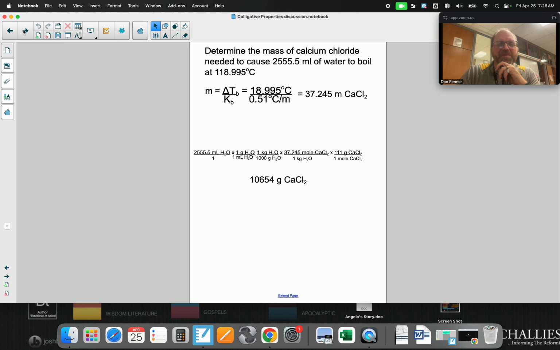Okay, hopefully this wasn't too bad. Here's what we got. We're going to find the molality first, and this one's even bigger. It's 37.45254 molal. Again, that's a concentration, so we use it as a unit converter. We're going from milliliters of water, so we're going to have to use the density there. Doing the same process and using calcium chloride again. The answer this time is 10,654 grams of calcium chloride.